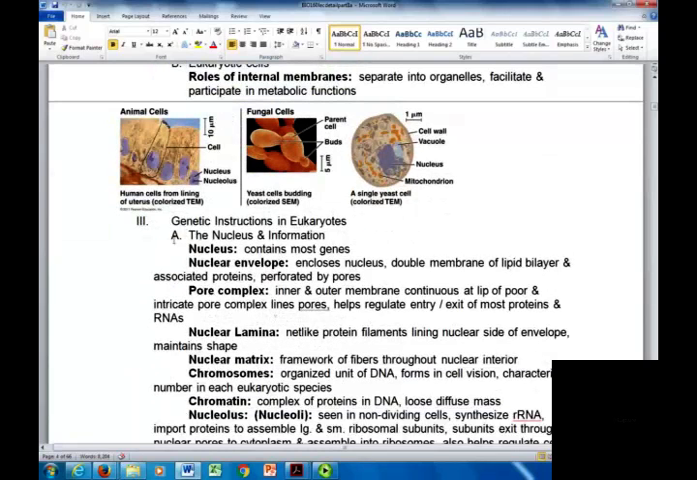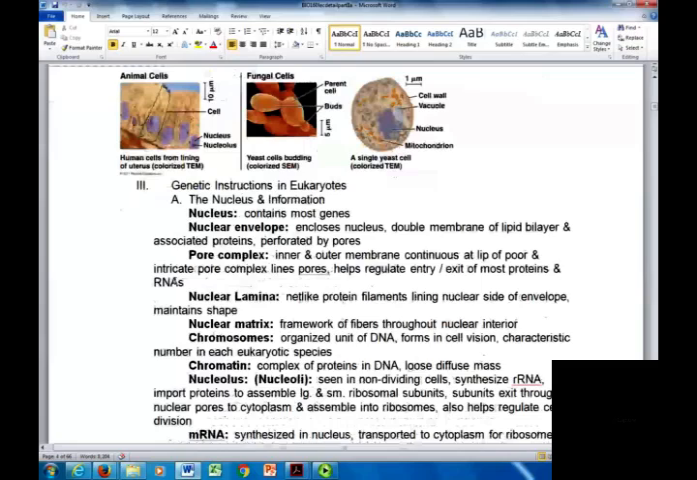So when we look at where your genetic material is in the eukaryotes, it's in the nucleus. This is where most of the genes are. It's surrounded by a nuclear envelope. It's a double membrane of lipid bilayer with its associated proteins, and it's also going to be perforated by pores, so there are some things that are going to need to go in and out of a nucleus.